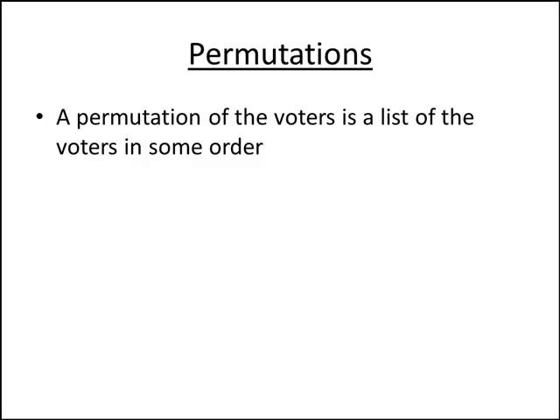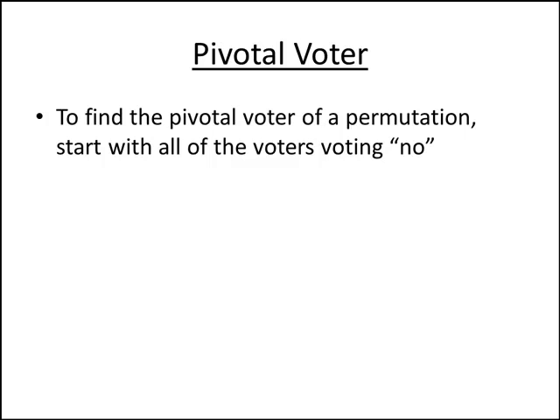The next thing we need to consider is a permutation. A permutation of the voters is just a list of the voters in some order. And there are many possible permutations. ABCD, CABD, DBAC, CDBA, and so on. The Shapley-Shubik power index relies on finding the pivotal voter of each of these permutations.